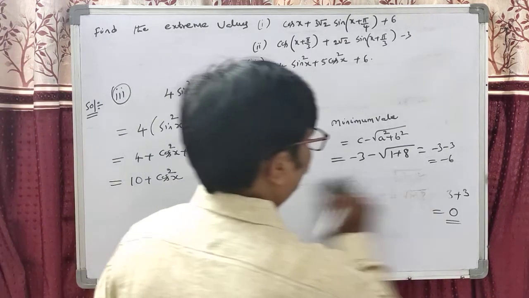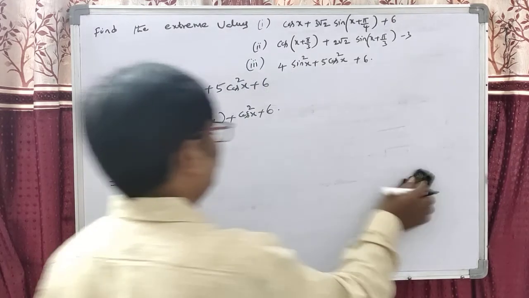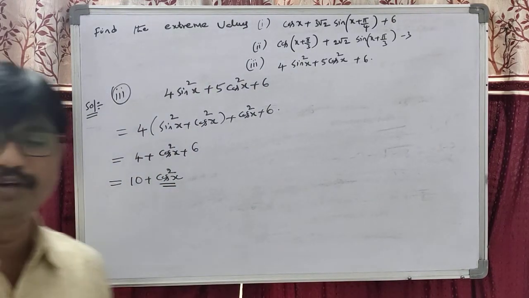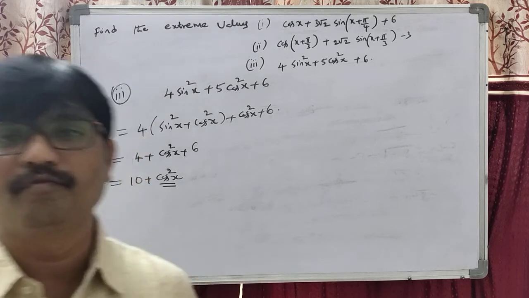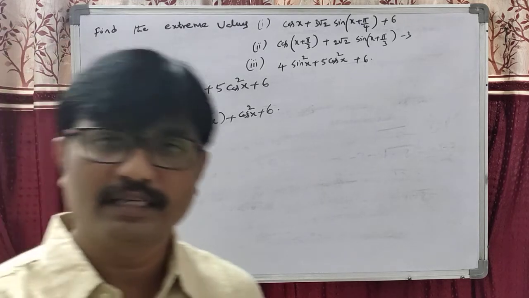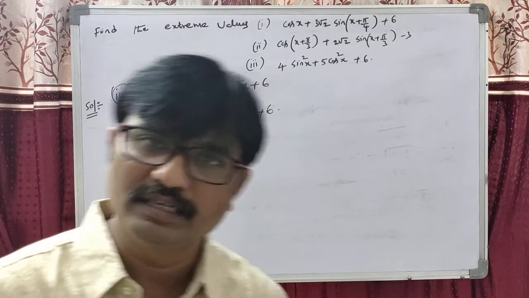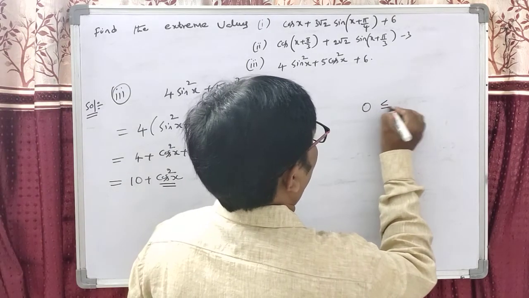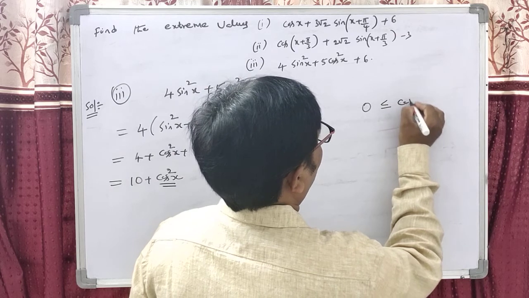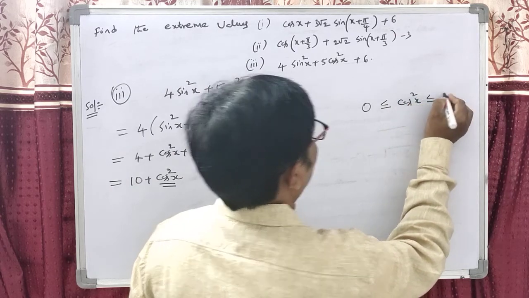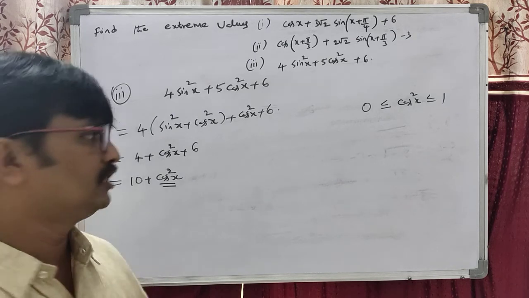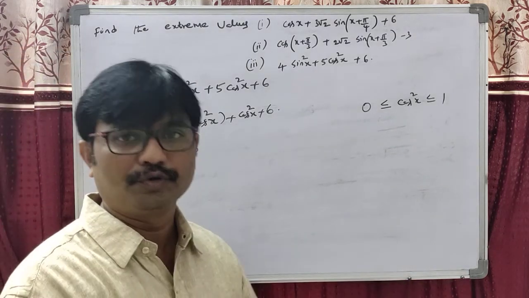Now students, we have to know the minimum and maximum value of cos square x. Everybody knows that the minimum value of cos x is minus 1 and the maximum value is 1. So for cos square x, 0 is less than or equal to cos square of x less than or equal to 1. So cos square and sin square lie only between 0 and 1.